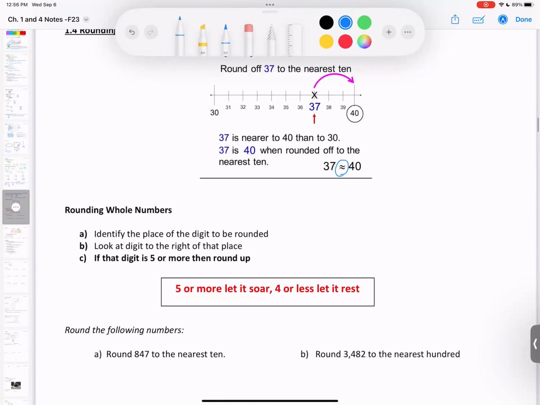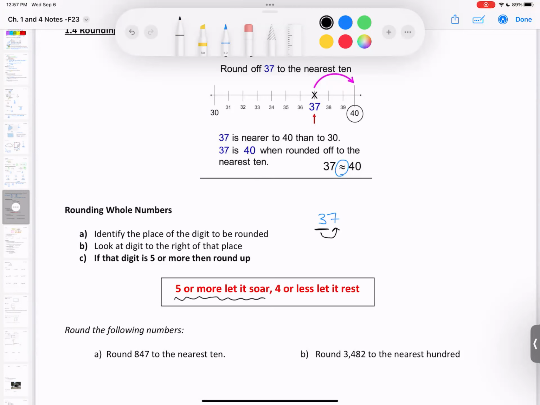The process for rounding whole numbers is really to look at the digit to the right. So the first thing you're going to do is identify where you're supposed to round to. Here, when we were looking at 37, we were told to round to the nearest 10. So that's this place value here. So that's step 1, identify where you want to round to. Step 2 is you want to look at the digit to the right of that place value. If that digit is 5 or more, then you're going to round it up. If it's 5 or more, let it soar. If that number is 5, it's sort of halfway in between, but we always round up in that case.